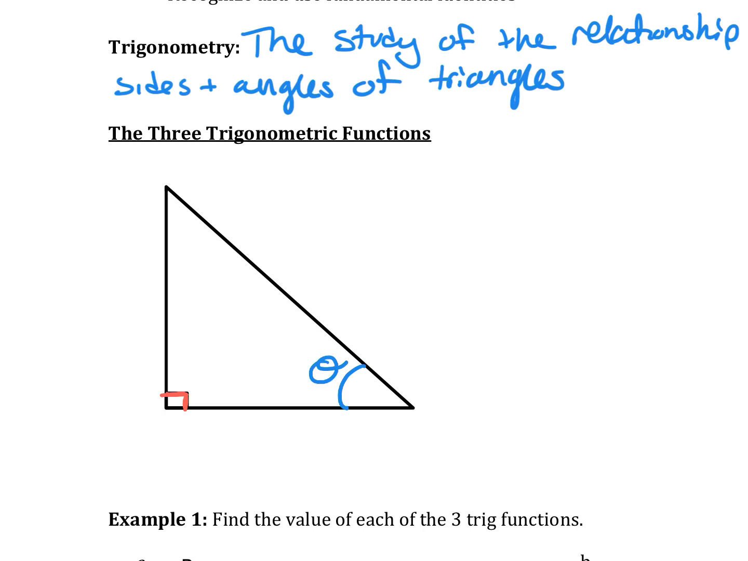It's the Greek letter theta. It's a common symbol that we use, kind of like X, like something we don't know, but for angles. And so based off of this angle, we can label some of the sides. So first, the one that will always stay the same is whatever side is across from the right angle is always going to be the hypotenuse.